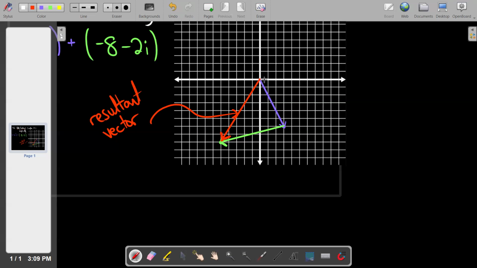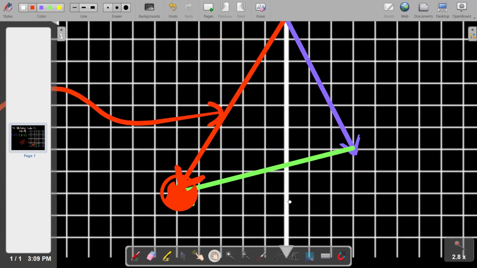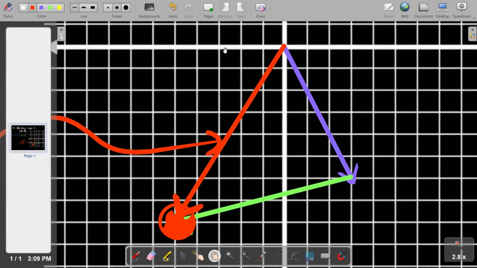What is the name of the red vector? In other words, this dot, that obnoxious red dot that I just made there, what is that complex number? Count it out for me, would you? I can zoom in for you here. Negative 1, 2, 3, 4, 5, and down 1, 2, 3, 4, 5, 6, 7, 8. Can we agree it's -5 minus 8i?